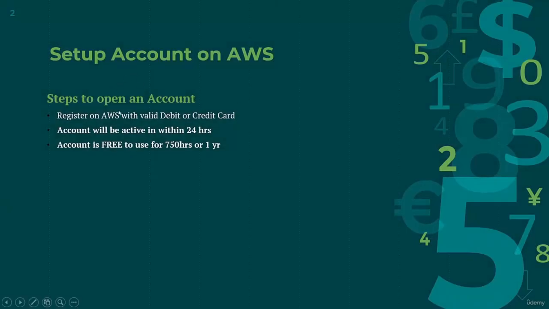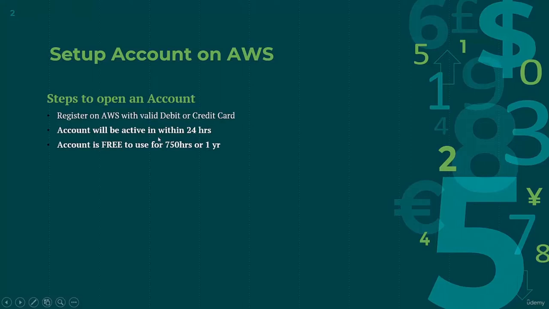Here we can set up an account. We can register on AWS with a valid debit or credit card. Now the point is, are they going to charge anything? The answer is no. They will ask you to enter correct details of a debit or credit card. They will charge around 2 rupees in Indian currency, and you can take it as 1 or 2 cents in USD. So they are going to charge it to verify your account. Later on they will reverse that money.